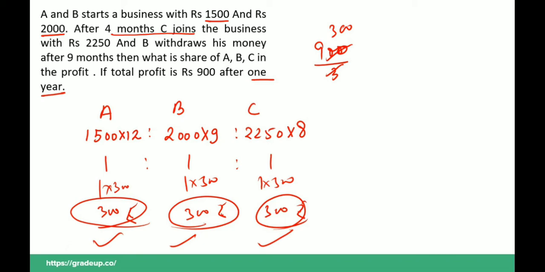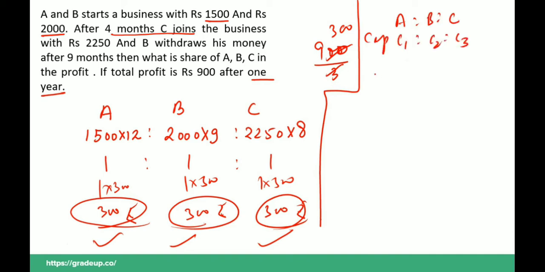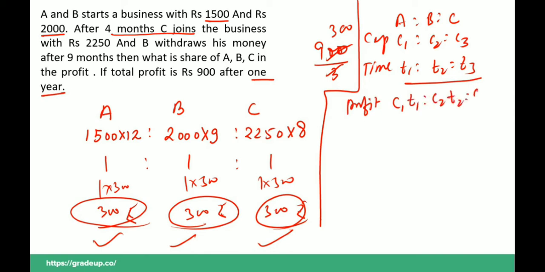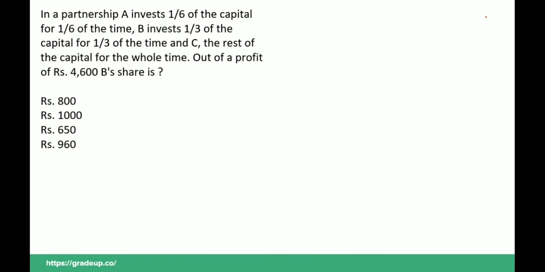All right. So I'm telling you guys, the whole chapter is based on this concept only. If you have the capital ratio, that is C1, C2, C3, and if you have the time ratio, that is T1, T2, T3, then the profit sharing ratio would be C1T1 : C2T2 : C3T3. I hope this point is clear to all of you. All right. Now let's move to the next question.